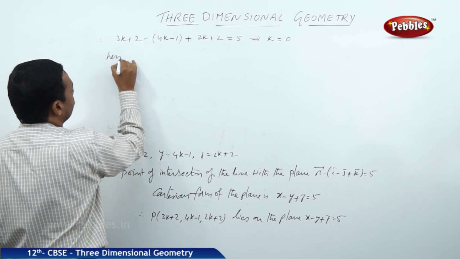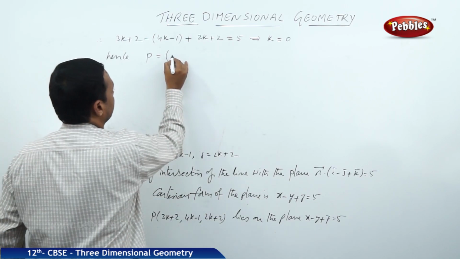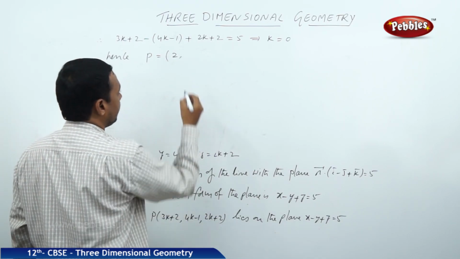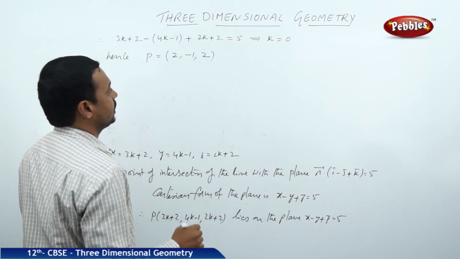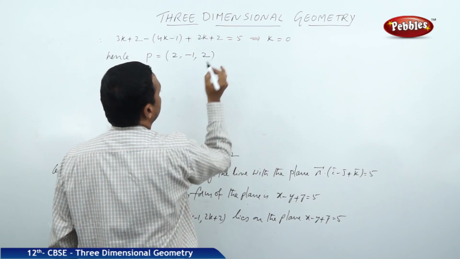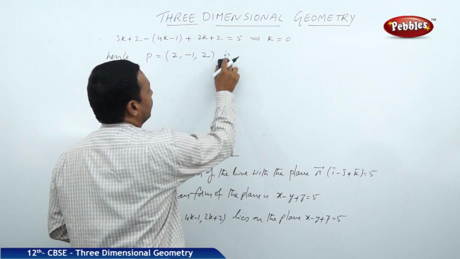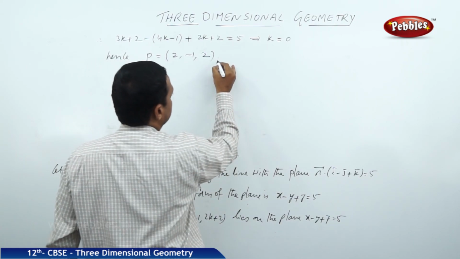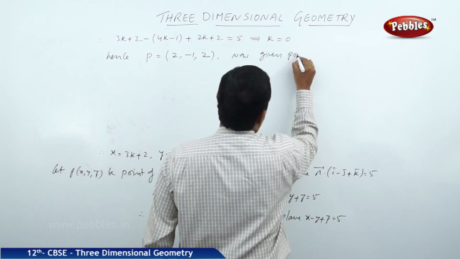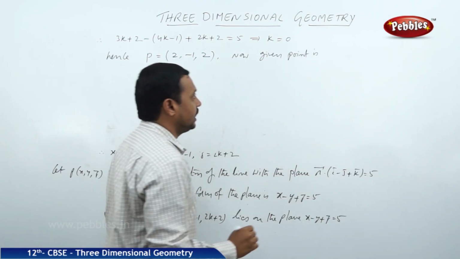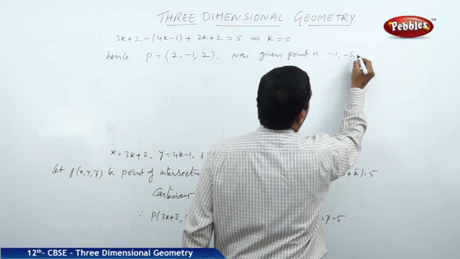Hence, the point P is (3k plus 2, 4k minus 1, 2k plus 2), substituting k is equal to 0, which gives (2, -1, 2). This is the point of intersection of the line with the plane, and the given point is (-1, -5, 10).